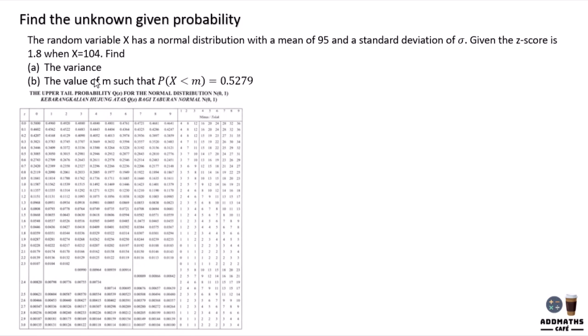One more example before we end. Find the unknown given probability again. The random variable X has a normal distribution with mean 95 and an unknown standard deviation. Given the z-score is 1.8 when X equals 104. So you know that X is equal to 104 and your z-score is 1.8. So the z formula will be X minus mean divided by standard deviation. For part A, you can straight away apply the formula.